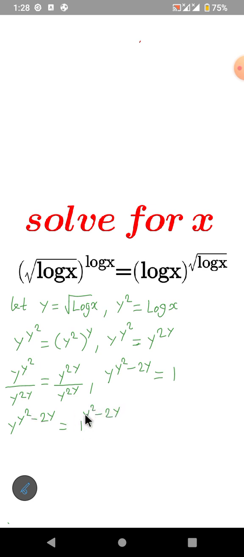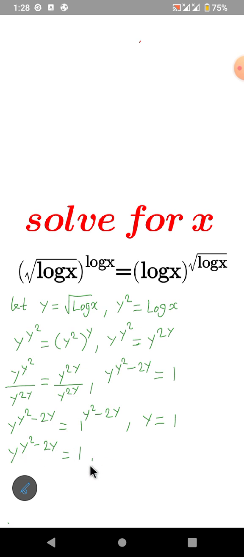Now if you look at this very well, they have the same power but their bases are different, so we are going to equate the base. So from here it can be seen that y will be equal to 1 since their power is the same. Then now I'm going to write this expression again. So write y raised to the power of y squared minus 2y equal to 1.